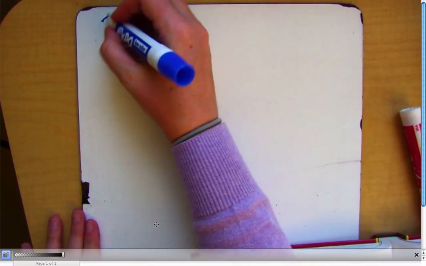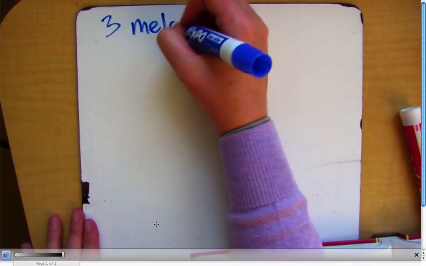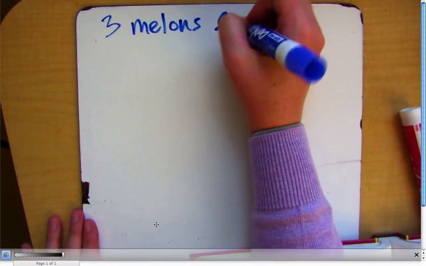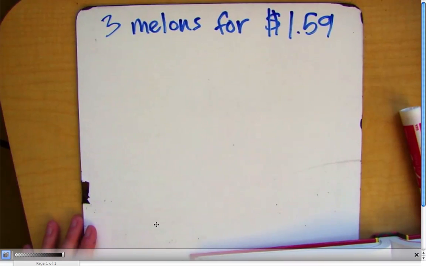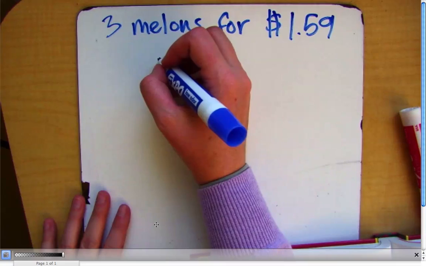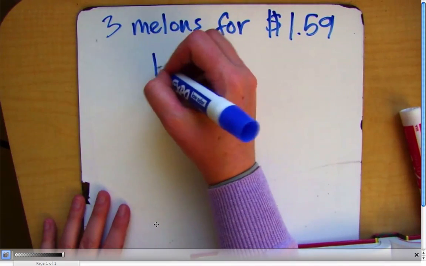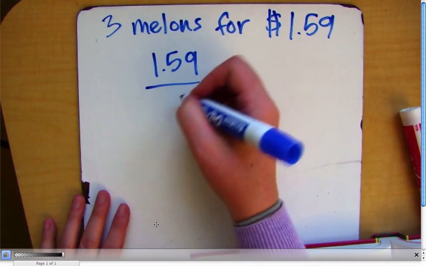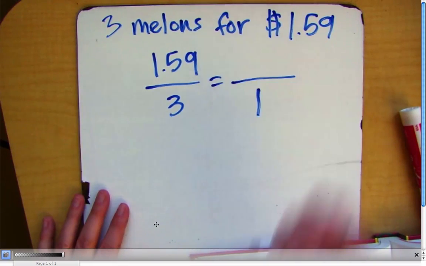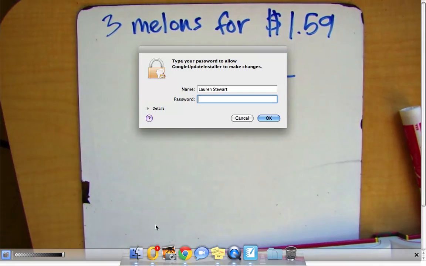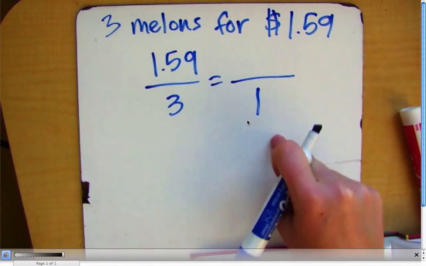All right, so if they tell me that I can get 3 melons for $1.59. Okay, so that's a rate. I can get 3 melons for $1.59. $1.59 for 3. I want to know how much it would cost for 1. Okay, the unit rate would be cost per melon, per 1 melon. So instead of 3 melons, I want just 1 melon.